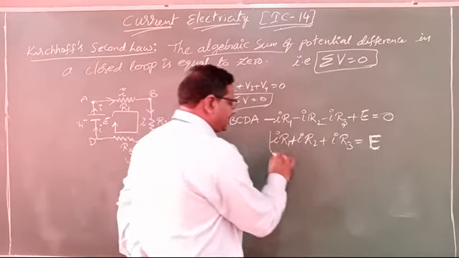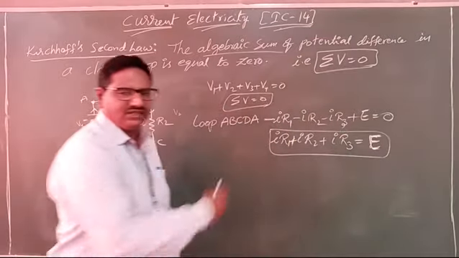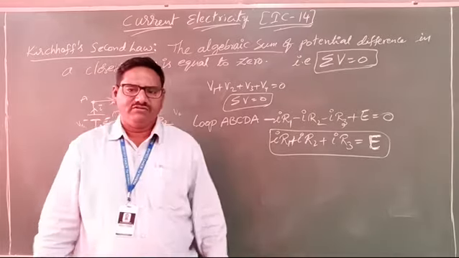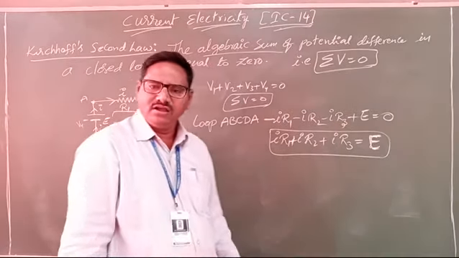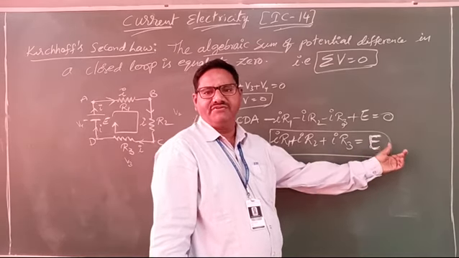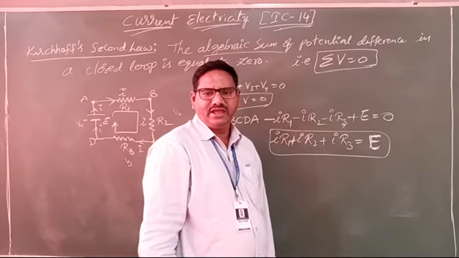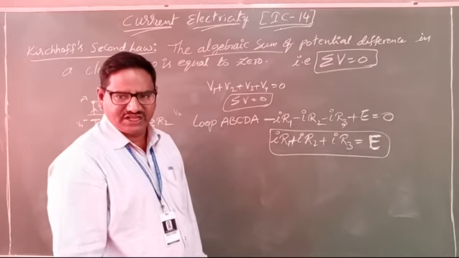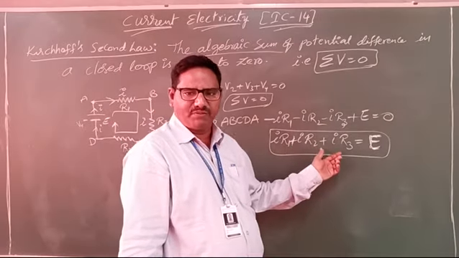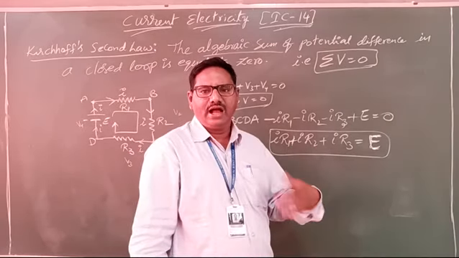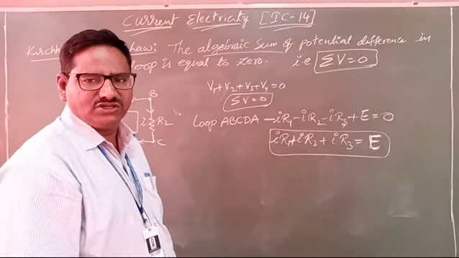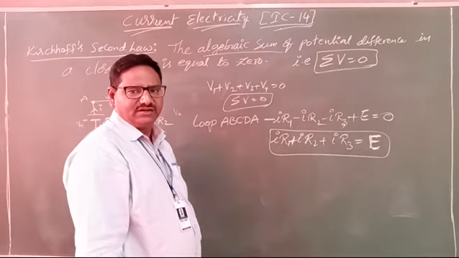By using this formula, we can state one more statement. What is that? The algebraic sum of potentials is equal to the sum of EMFs. If you consider a closed circuit, the algebraic sum of potentials is equal to the algebraic sum of EMFs in the closed circuit. You can state one more statement like that.